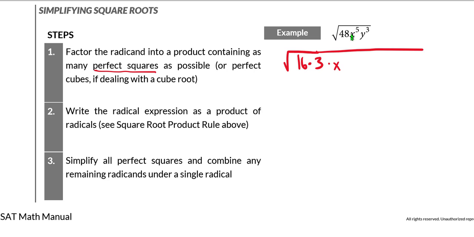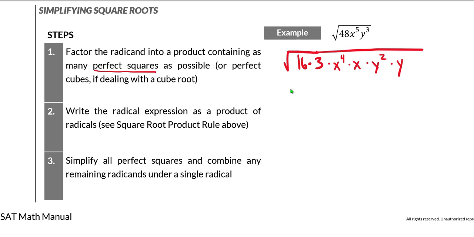The x is going to be x to the 4th times x. X to the 4th is a perfect square. And then the y cubed is going to be y squared times y. So again, there's a perfect square there, there's a perfect square there, and there's a perfect square there.